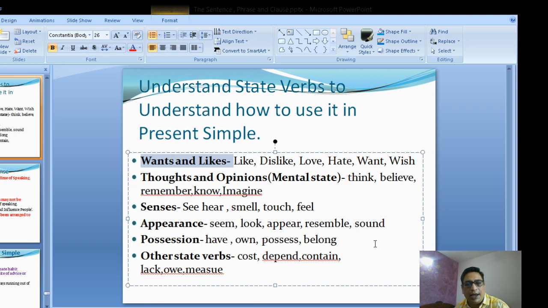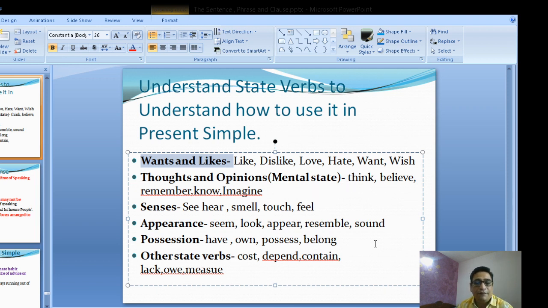So wants and likes, like, dislike, love, hate, want, wish, these are all wants and likes. Then thoughts and opinions, like a mental state, think, believe, remember, know, imagine, these are all thoughts and opinions. Senses, see, hear, smell, touch, feel, all these things are senses and are state verbs. Appearance, it seems, so seem, look, appear, resemble, sound. You sound loud, so that is what we call about appearance. So sound is again a sense, but it comes under appearance as well.